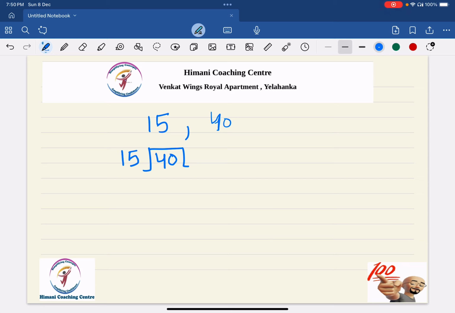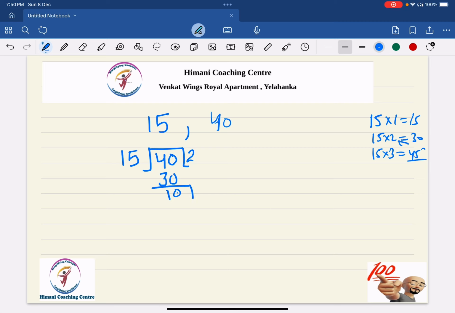Now see, if you know how to write the table of 15, again we have made a video on this. You can go to the description and click the link. For now, 15 ones are 15, 15 twos are 30, 15 threes are 45. Now 45 is a bigger number, so we will go to 2. So 15 twos are 30 and we get 10 as remainder.